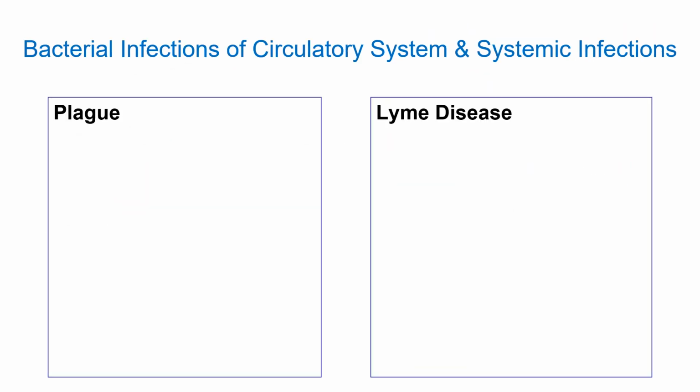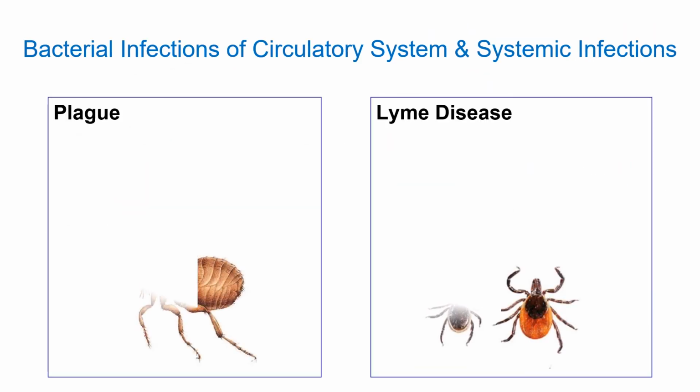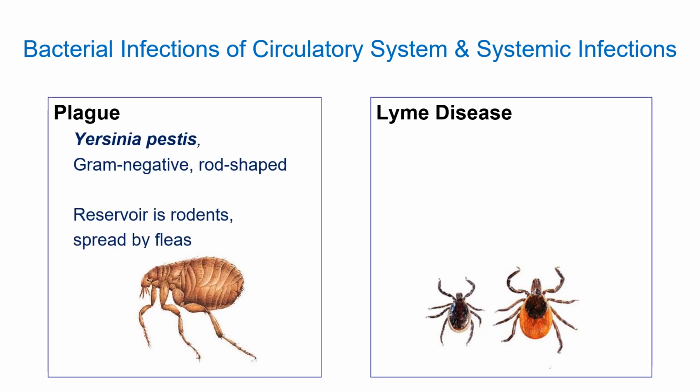Oh, there's plague right there. So our little reminder about plague. Plague is a disease that is in rodents, and it is spread by fleas. So rodents are the reservoir, fleas are the vector. This is a gram-negative rod, very similar to E. coli, called Yersinia pestis.